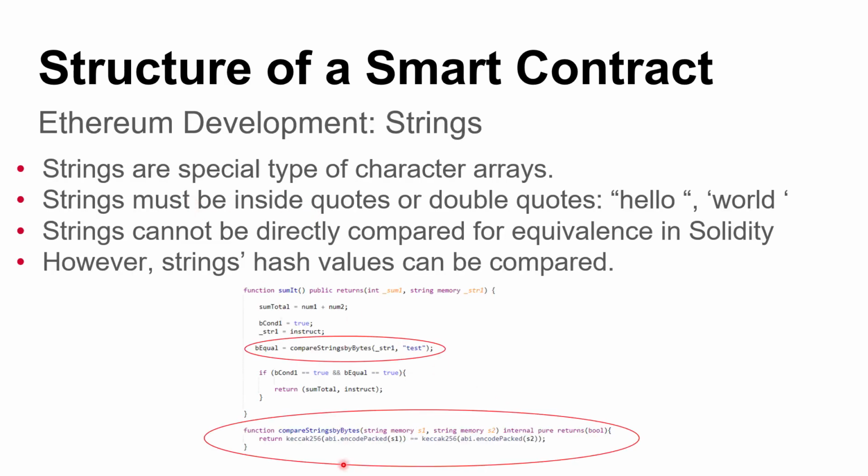And you can also have strings. Strings must be inside quotes or double quotes. So you can see here two examples, hello and hello world. Strings cannot be directly compared in Solidity. What Solidity does is compare the hash value of the strings. So if the hashes are the same, the strings are the same. If the hashes are equal, the strings are equal.